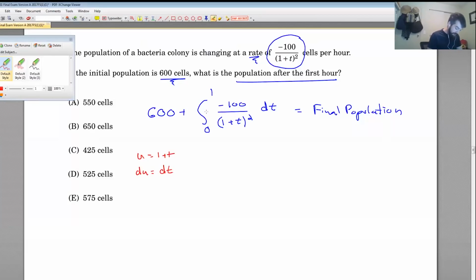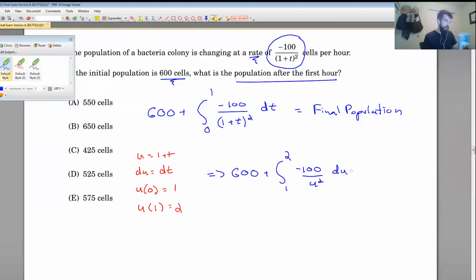And if I also want to change my limits of integration, so if I plug in the 0 here for the t, I get the value of 1. If I plug the 1 in, I'm going to get the 2. And so if I put all of that back together, then what I'm going to get is the 600 plus an integral now from 1 up to 2 of minus 100 over u squared du. All right.